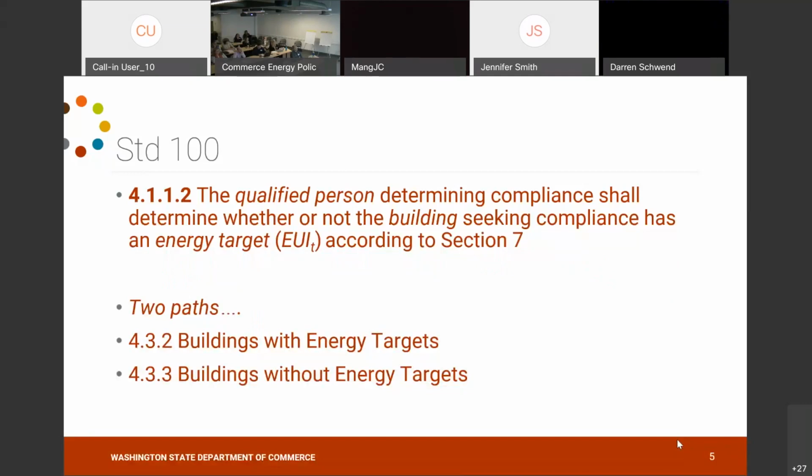First, we have to remember that there are basically two pathways described in the standard. There are the buildings that can identify their end uses, match them up to an end use in the standard, which has targets, and they can compare themselves to that EUI target. So those are buildings with energy targets. Anticipate there are going to be some buildings that do not have targets simply because they have a use that wasn't identified in the standard, and subsequently they can't develop a building-specific target. So those are the two pathways.